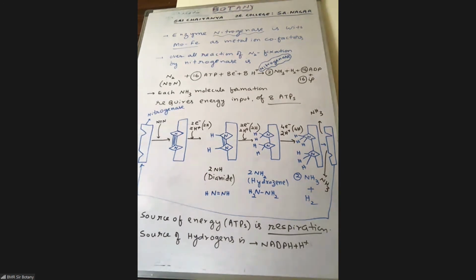Source of energy ATPs is respiration of the host. Source of hydrogens is NADPH plus H plus. And of course, nitrogenase enzyme was there in the bacteria. And the same is also with regard to Frankia.